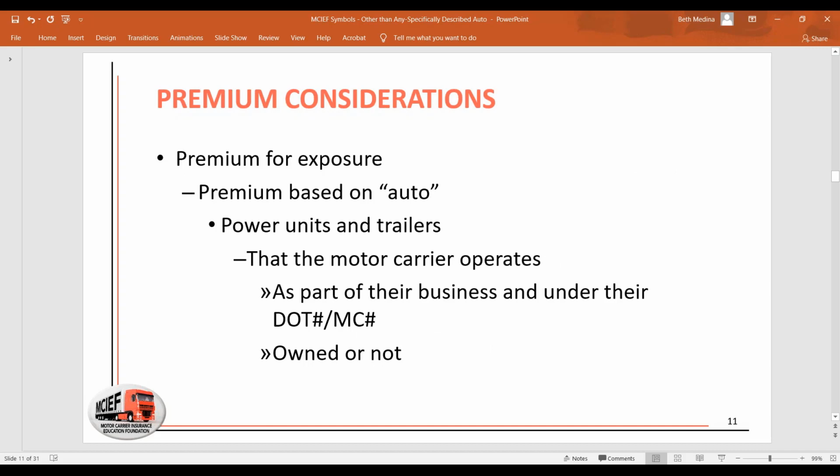Also, our premium base is autos: premium based on autos, power units, and trailers that the motor carrier operates as part of their business and under their DOT MC number. They're owned or not owned. So we also need a premium for vehicles that the insureds are operating as a part of their business that will cause the policy to respond.